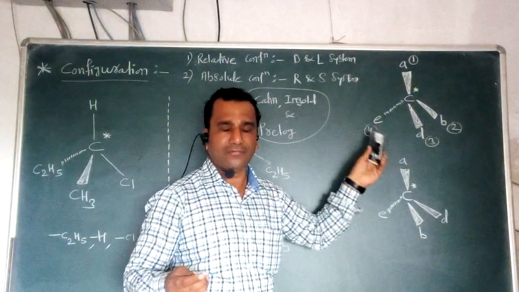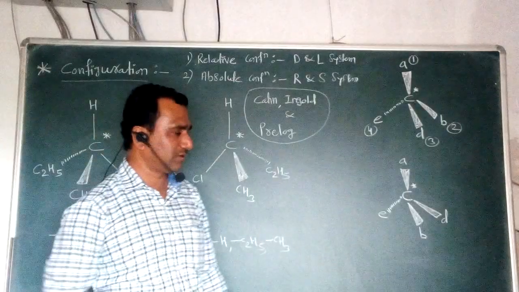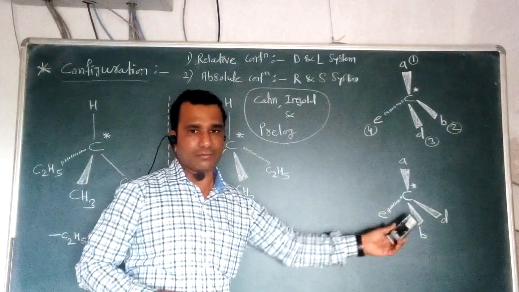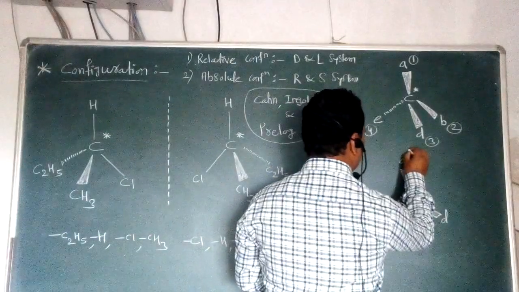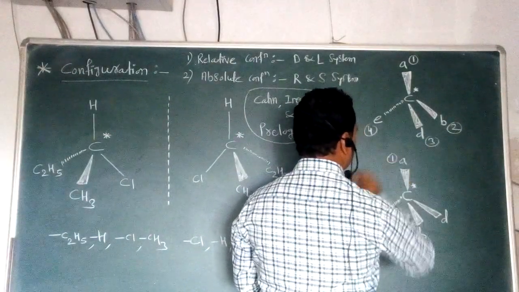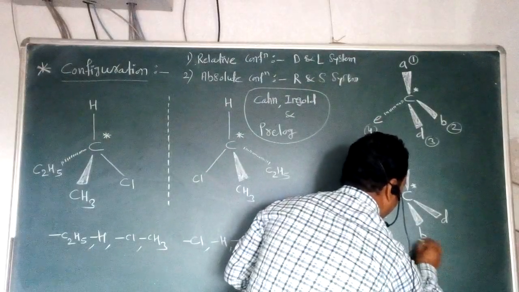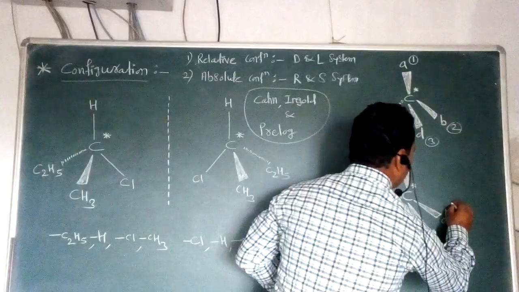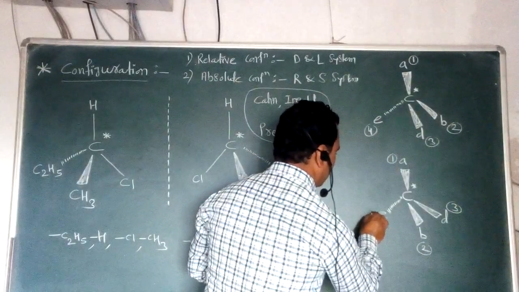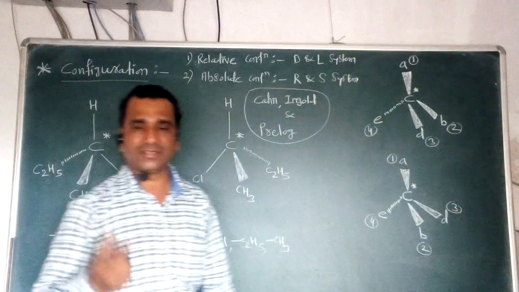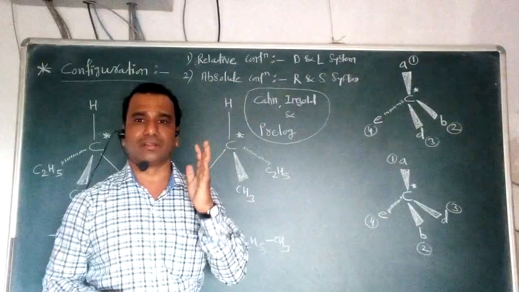So these four different priorities we can assign here, from 1, 2, 3 and 4. Now in the same manner we have to assign similar priorities to these four different groups attached to this second isomer. So again for A we get the first priority, for B the second priority, for D the third priority, and for E again the fourth priority. So this is the first simple step for assigning the priority by using some selection rules.